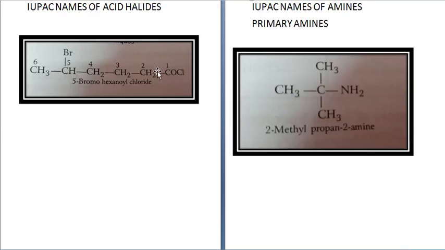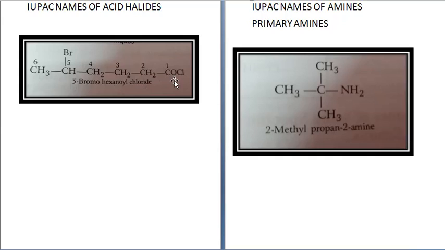But in here the change is there. Instead of pentan, it is pentane. E is added. So 3-methyl pentane-1,5-dioic acid. Next we come to IUPAC names of esters.